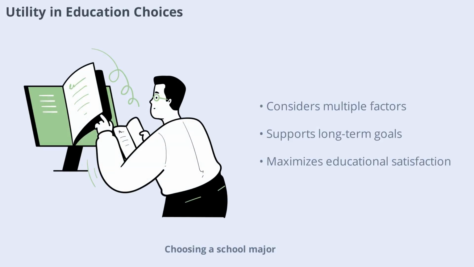Choosing a school, major, or course involves weighing the utility of different options. Factors like career prospects, personal interests, and learning environment all contribute to your decision. By considering the utility of each choice, you can make educational decisions that support your long-term success and satisfaction.